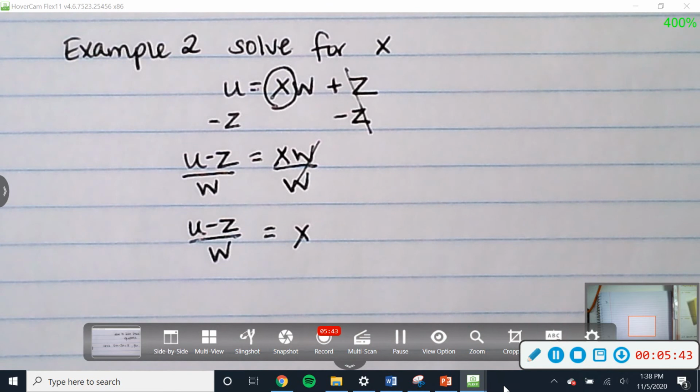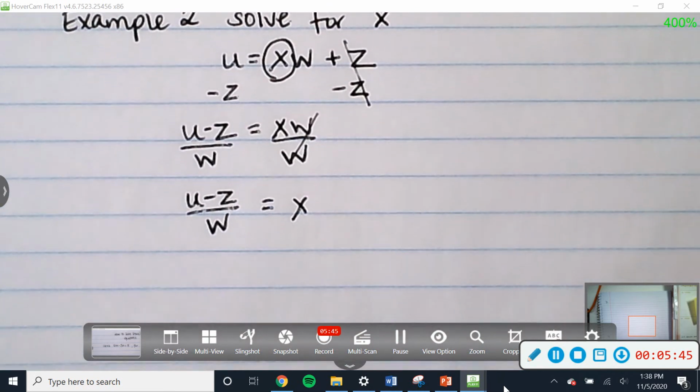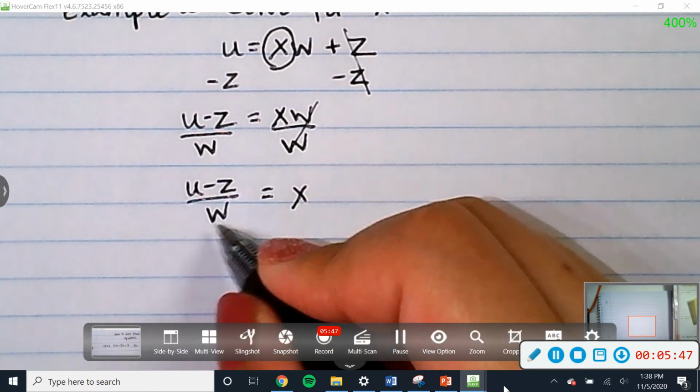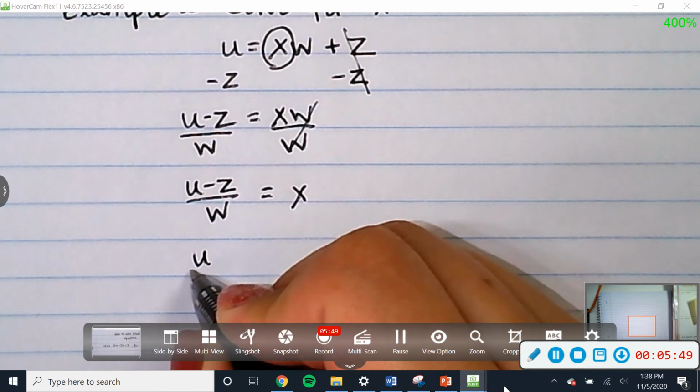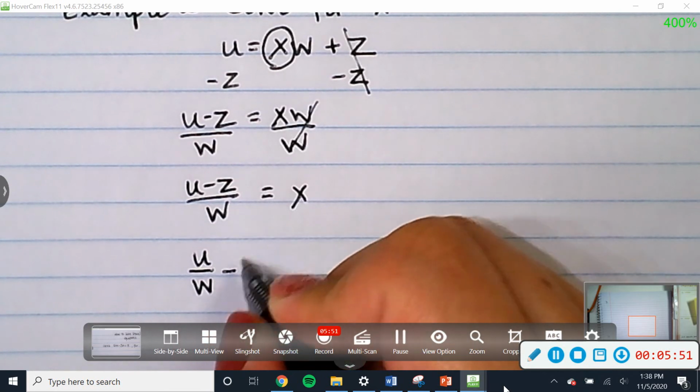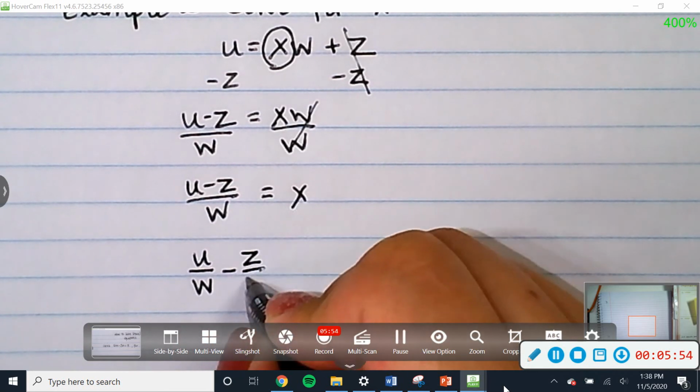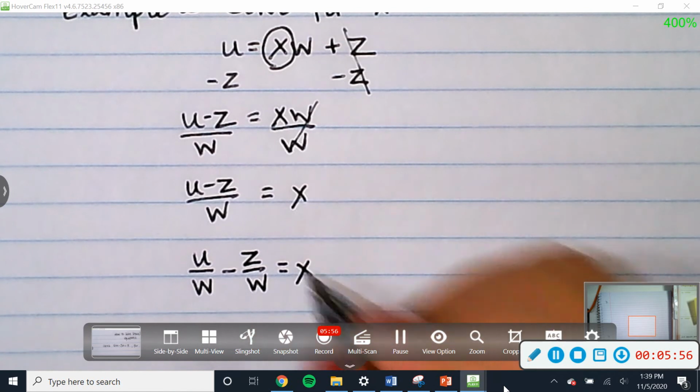The simplified version of this one would be if I broke this up into two separate fractions and I wrote it as u over w minus z over w. And that would be my final answer for this problem.